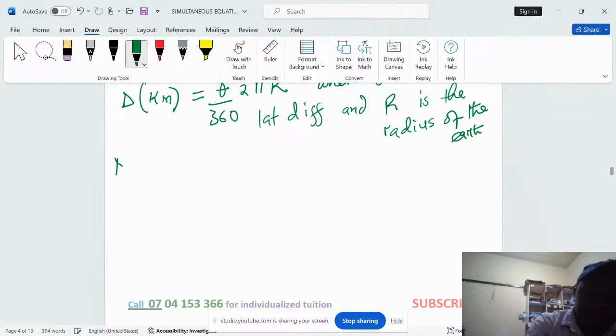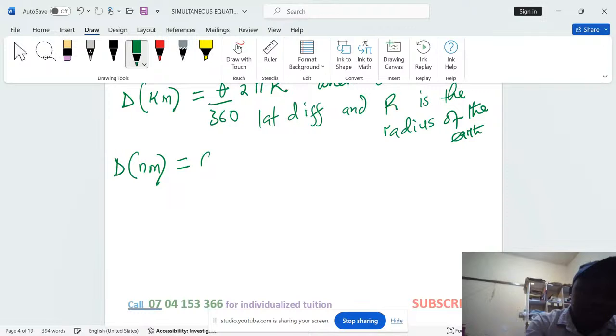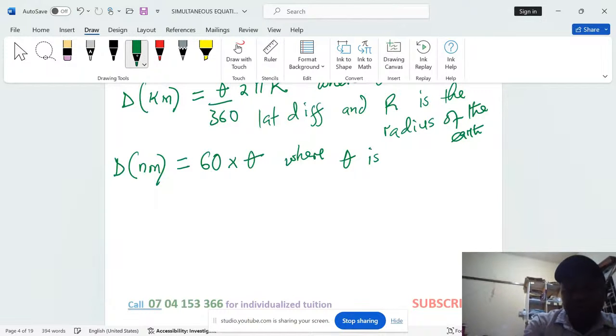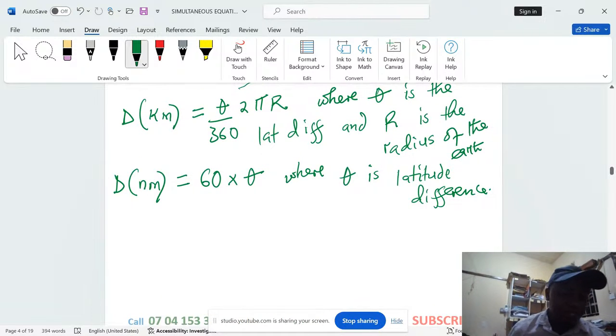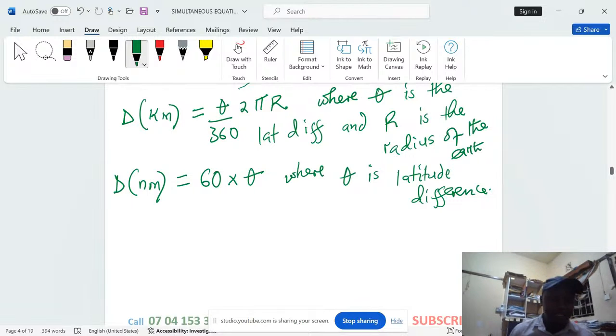A great circle distance can also be given in other units, which are called nautical miles. Distance in nautical miles, nm, is usually given by 60 multiplied by theta, where again theta is the latitude difference. Because the two places are on the same longitude, we want the latitude difference, and that will help us to get the distance in either unit.